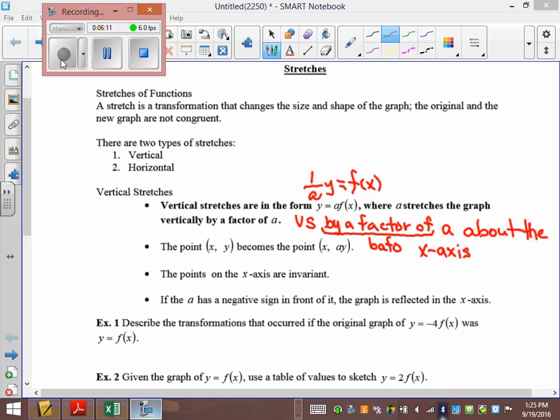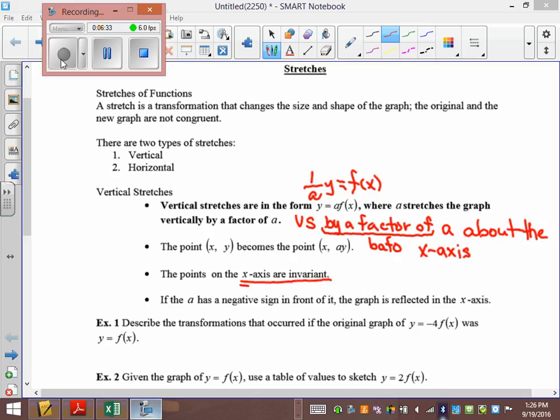What you do when you have a stretch: when you have a reflection, you multiply the variable by that -1, correct? When you have a stretch, you're going to multiply the variable by that. So it's a vertical stretch by a factor of a about the x-axis, so x is going to stay the same, and y is going to become a times y. The points on the x-axis are invariant.